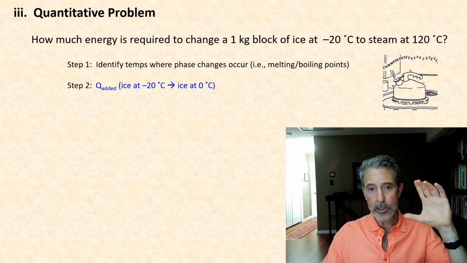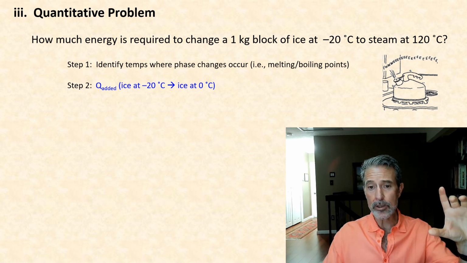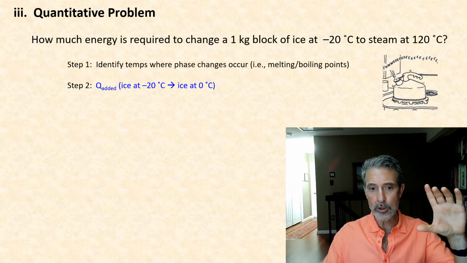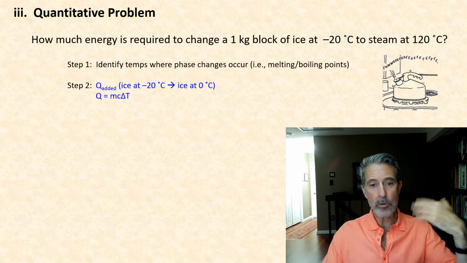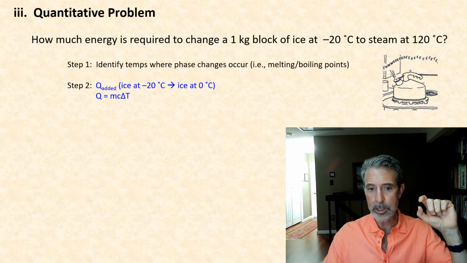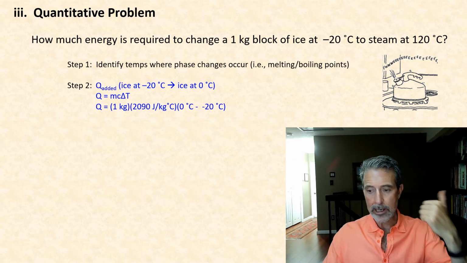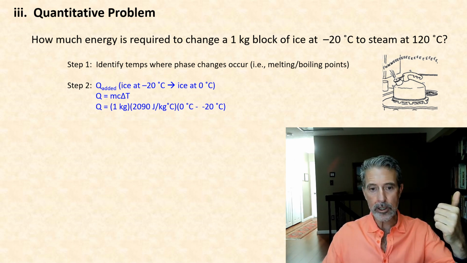We will add a certain amount of heat to bring that solid ice at negative 20 degrees Celsius up to solid ice at 0 degrees Celsius. This does not involve a phase change. It involves a temperature change only, in which case we can use Q equals mc delta T to figure out how much heat must be added. So we plug in the numbers here. We're talking about a mass of 1 kilogram.